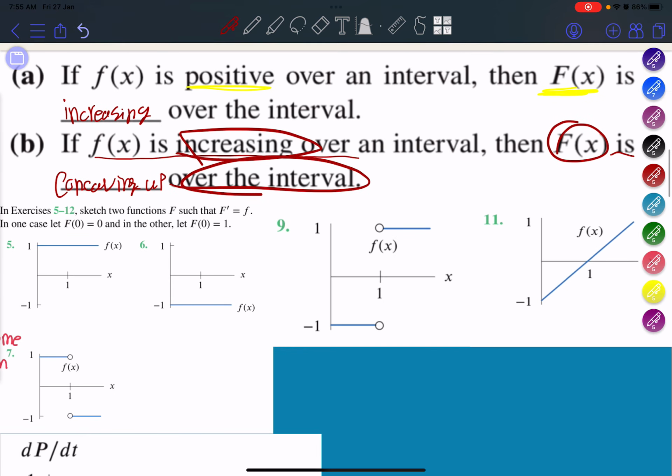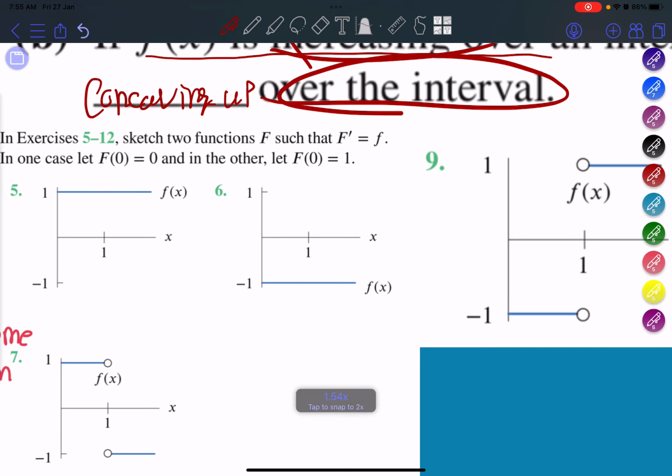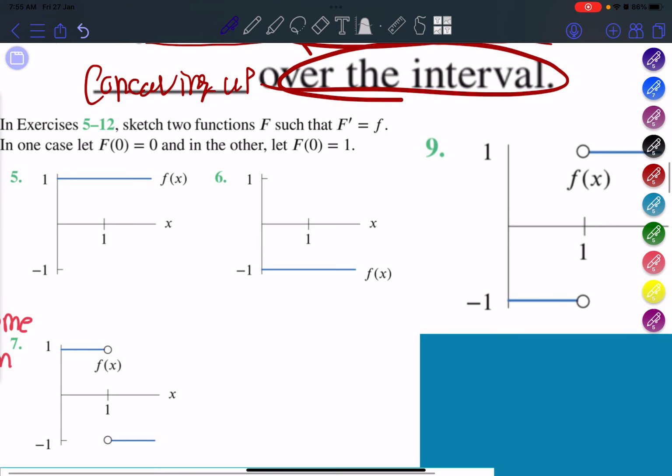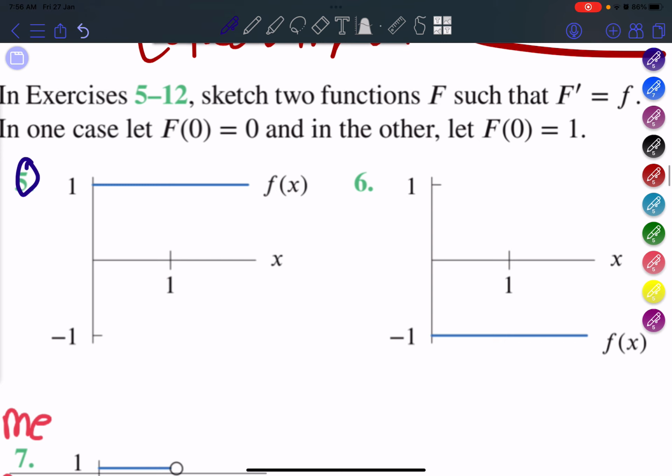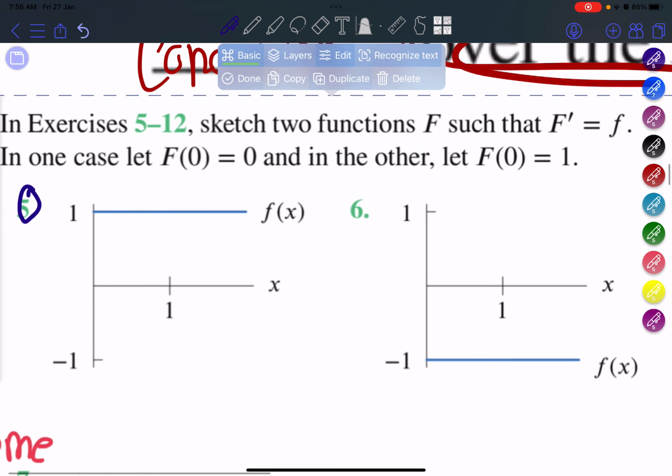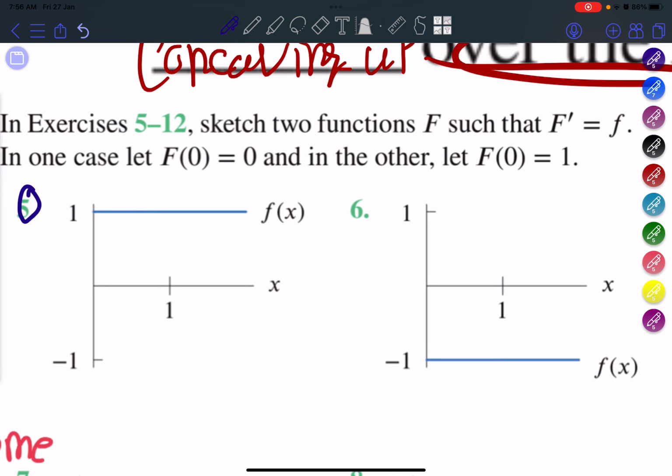Okay, now we can actually do the exercises. So in question number 5, we can notice that there's no increase or decrease, hence there won't be any concavity. But we also must give some attention to this fact, which is sketch two functions.